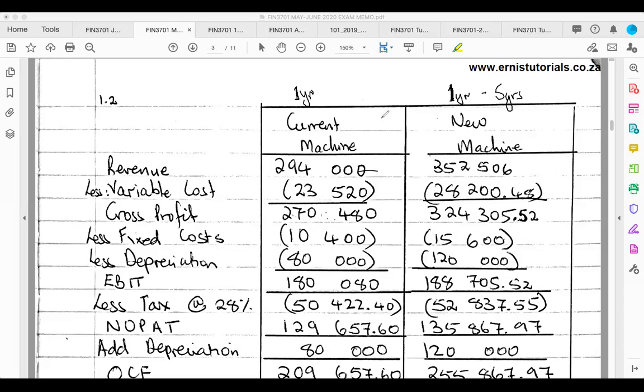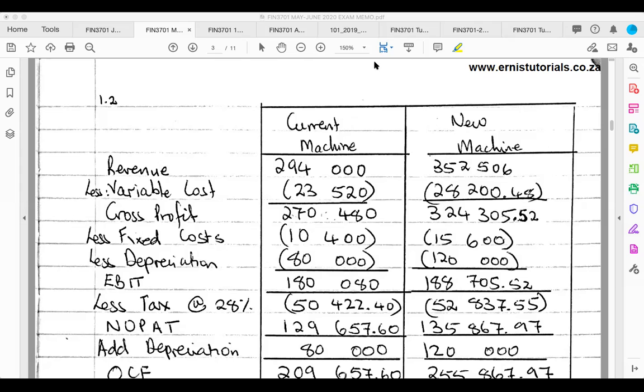The idea is you just want to get the year 1 income statement showing the operating cash flow for the current machine, and then you also get the year 1 income statement for the new machine, even though we know the new machine will operate from 1 year to 5, and the depreciation expense will be the same from 1 year to 5, as well as the sales and so forth. But don't worry about that.